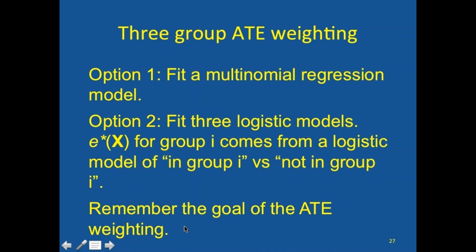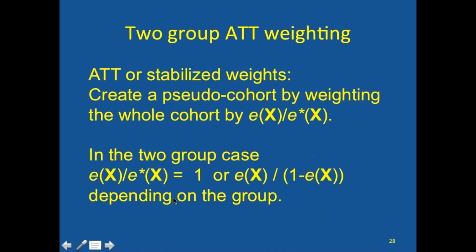Now remember the goal of the ATE, to really see why that's going to work. The goal of the ATE is to morph the covariate distribution of each of the 3 groups so that it matches the whole cohort mushed together. So if you think of the covariate distribution of the whole cohort mushed together, we need to take each of the 3 groups and morph their covariate distribution to match that global covariate distribution. That's what these propensity scores are going to do.